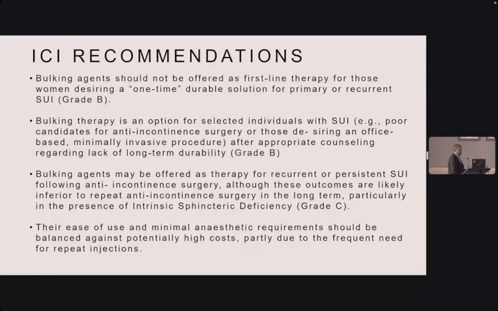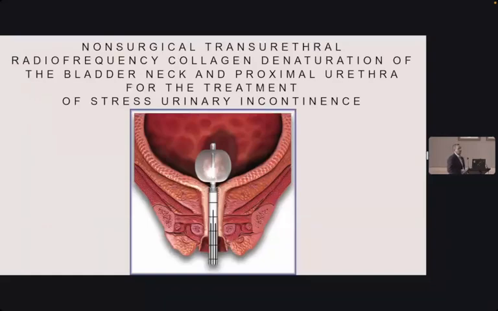But I thought I'll just mention some of the others just out of interest. One of them is the non-surgical transurethral radiofrequency collagen denaturation of the bladder neck. There's accumulating clinical evidence that this procedure is an effective and safe therapy in the spectrum of treatment options for women with stress incontinence due to bladder neck hypermobility. It does not result in anatomical changes and therefore it doesn't preclude subsequent surgical procedures if needed. And it offers them an office-based, minimally invasive treatment option with minimal disruption of their daily activities.